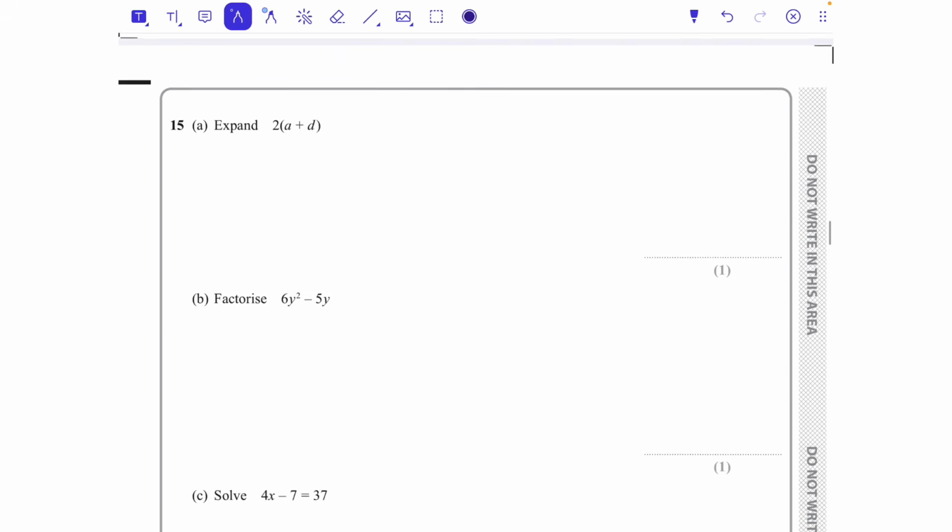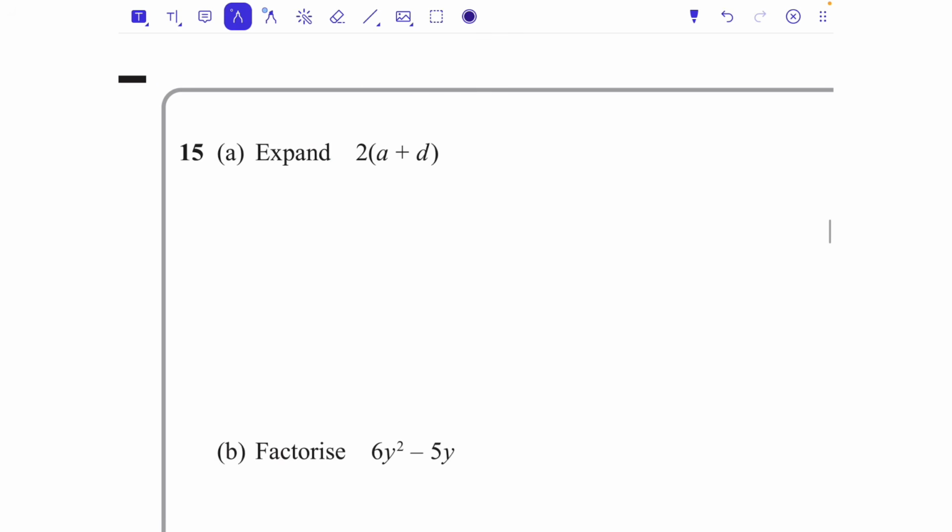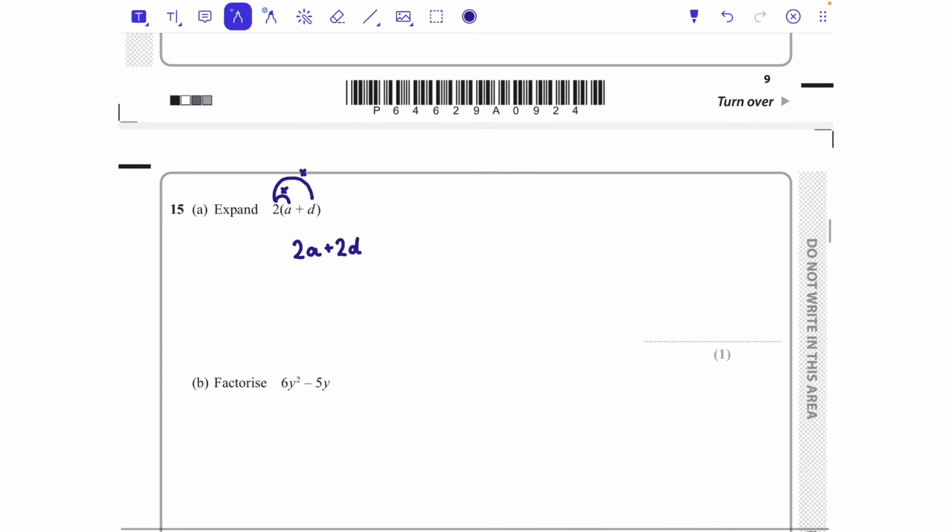Question number 15, we've got to our algebra page, so expand the brackets. So to expand algebra out of the brackets, we're going to do what's on the outside multiplied by the first thing. You can put a little times here if you find it helpful, and what's outside multiplied by the second thing. So 2 times a is 2a, and 2 times d is 2d, and they are adding, so we're going to keep that addition in between them, and that would be our answer for that one.